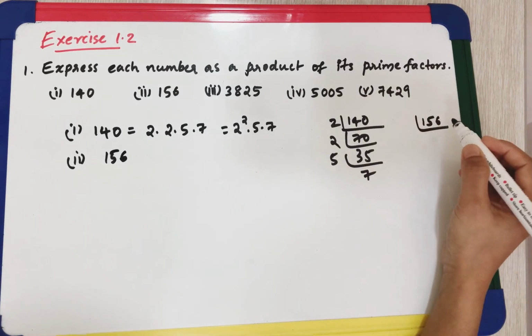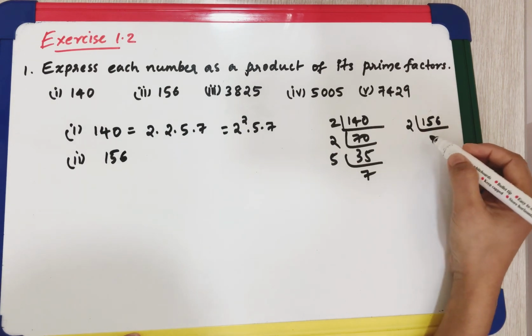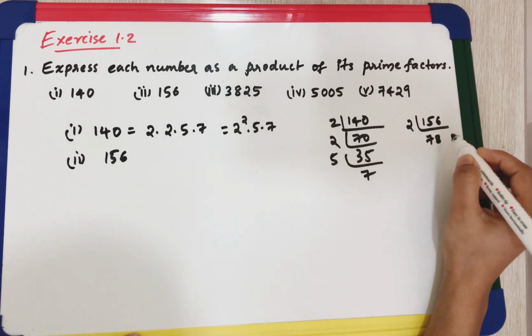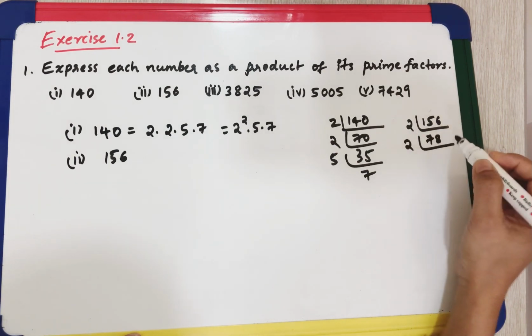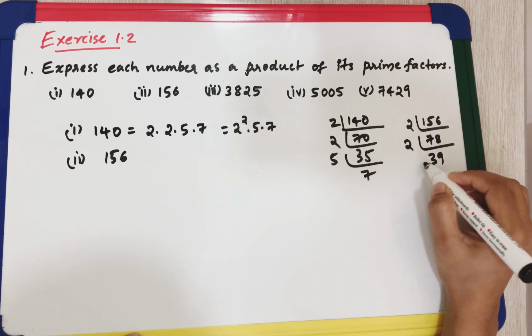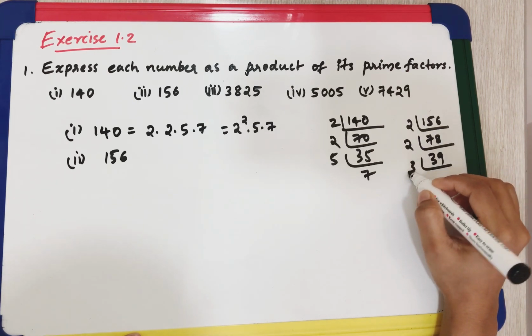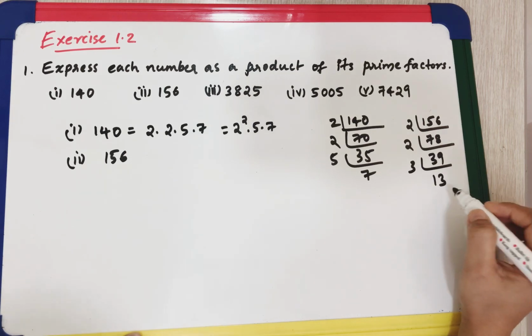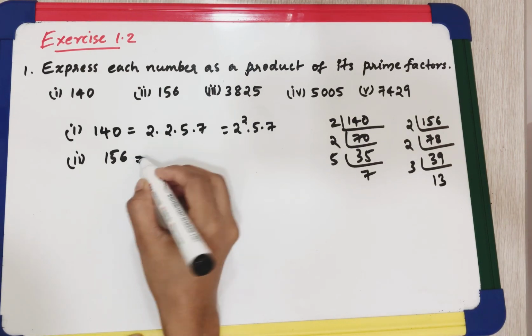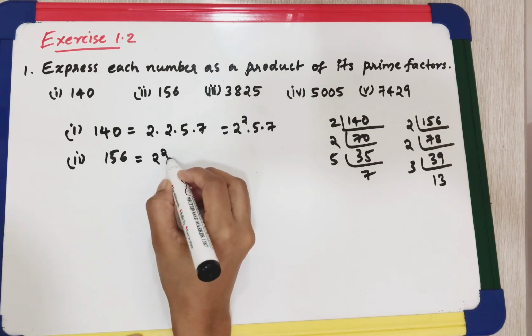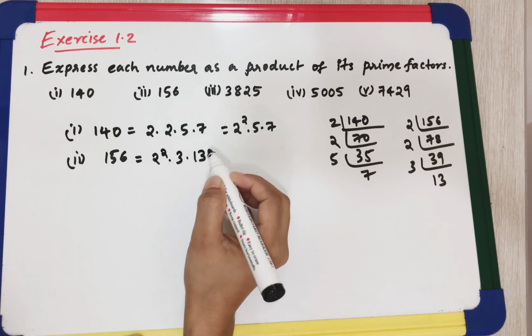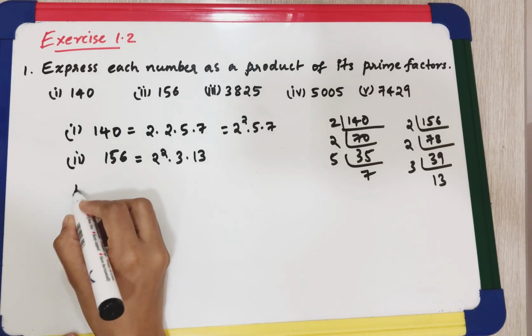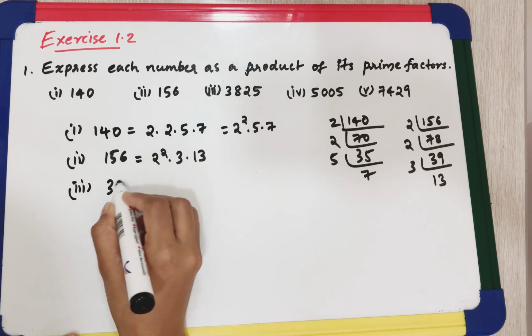156, the least prime factor is 2. This is 78. Again 2, 39. Again 3, 13. 156 is equal to 2 square into 3 into 13. Next one, 3825.